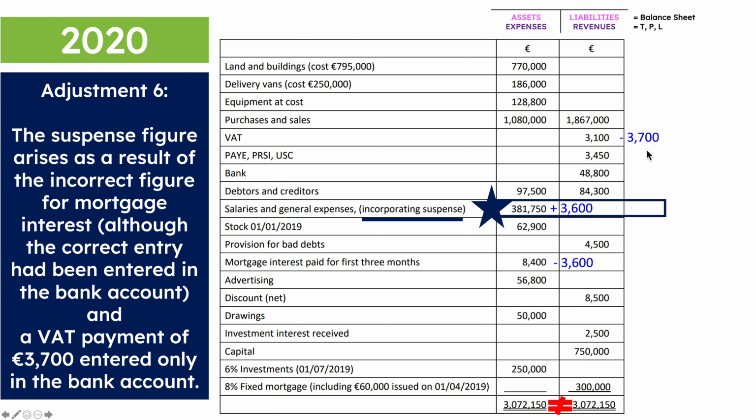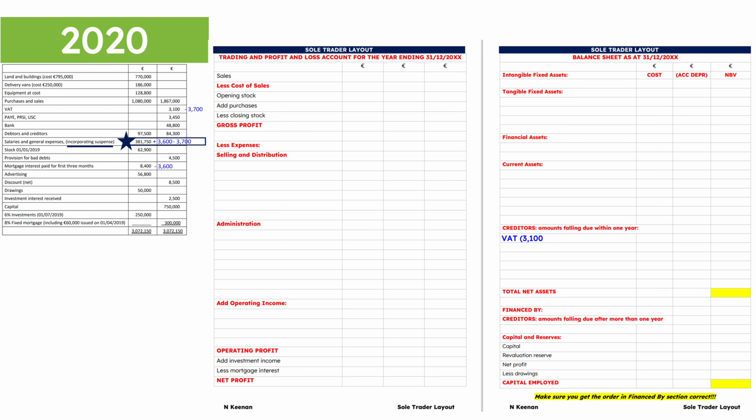Now if I minus 3,700 from the credit side, my two sides will not equal. So what will I do here to get that to equal? I will also minus 3,700 there. Now, let's see how this looks in the accounts. So our VAT here was 3,100, but when I minus 3,700 from that, that's going to turn into a current asset, all right? So 3,100 minus 3,700, that's 600 on the debit side, which is then an asset.